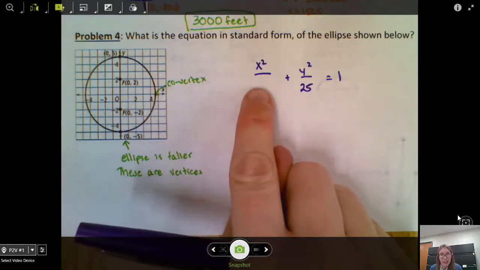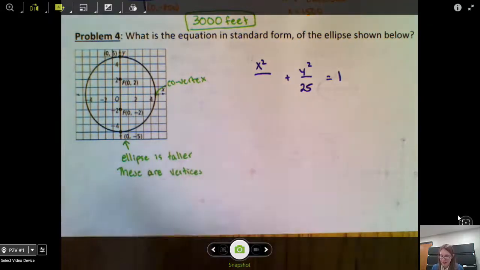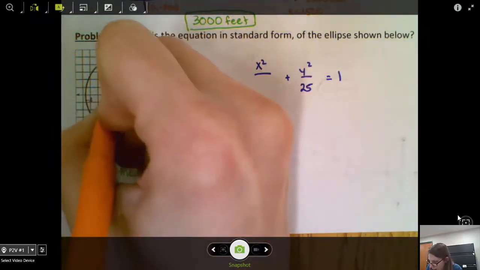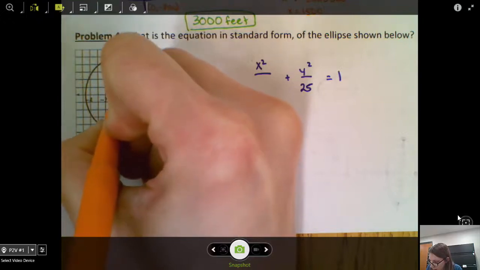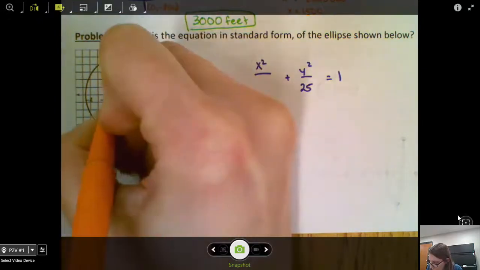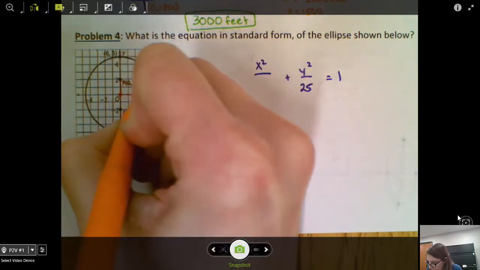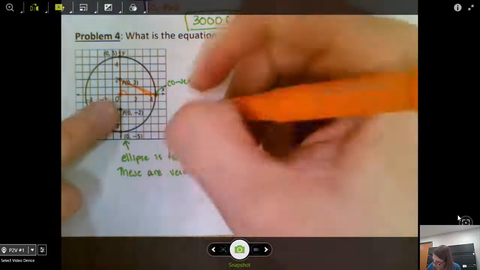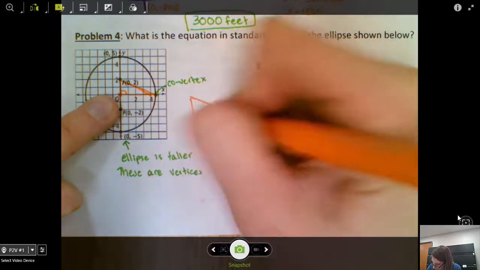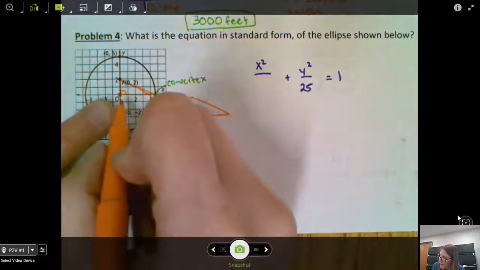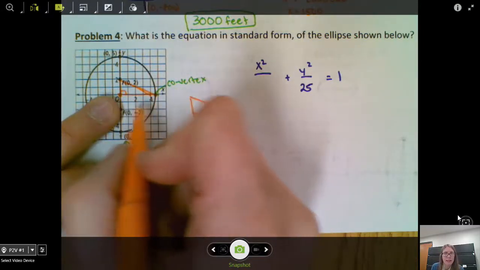Whatever is underneath here would be where our covertex is squared, but again, we don't know where that is. But let's use what we do know. We do know that the focus is at (0, 2). The focus, the origin, and the covertex form a right triangle. And if I pull that right triangle out to the side here, we can do some math to figure out what this distance would be, what our covertex is.